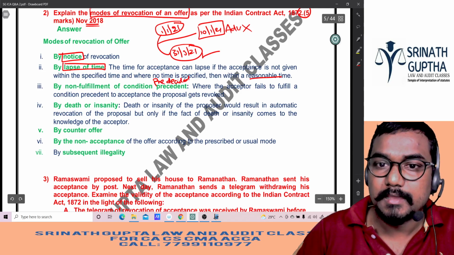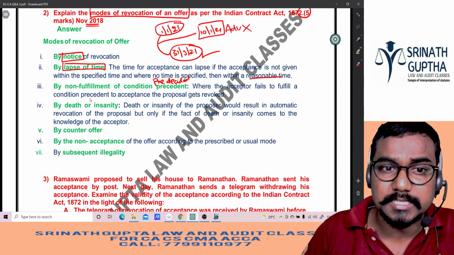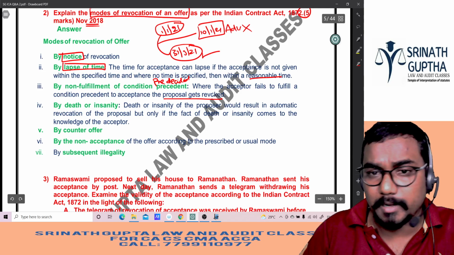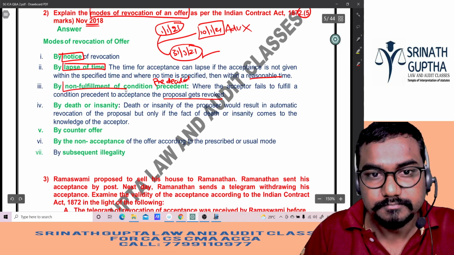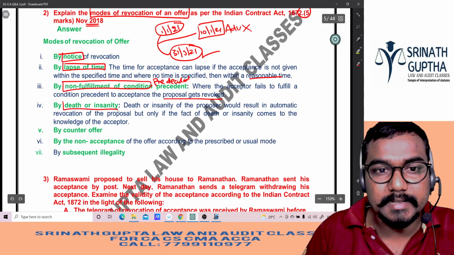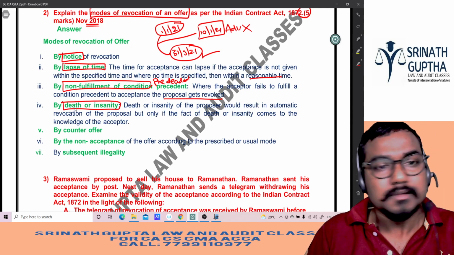Where the acceptor, as the offeree, fails to fulfill the condition precedent to the acceptance, the proposal gets revoked, the proposal comes to an end. That is non-fulfillment of the condition. The offer comes to an end. Next one is by death or insanity. Insanity means crazy. You know, beta? So death.